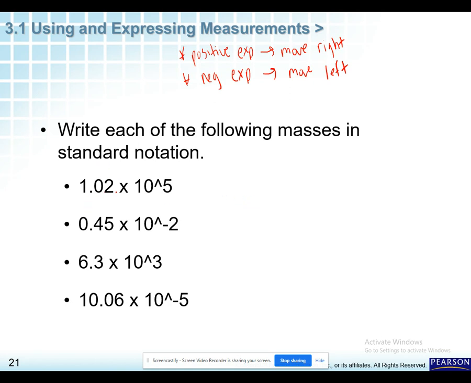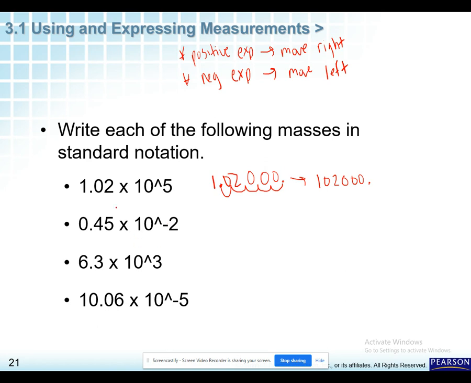So for example here, I have 1.02 and I have a 5. So if it's positive, it moves right 5 times. So I put where my little decimal's at. I move it 1, 2, 3, 4, 5. And that's where my new decimal is going to go. So what you would do with these empty spaces is fill them in with zeros. So this number now becomes 102,000 with my new decimal at the end.